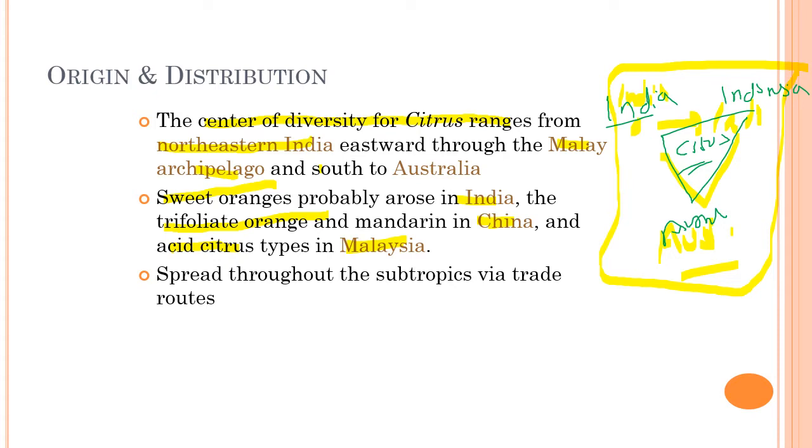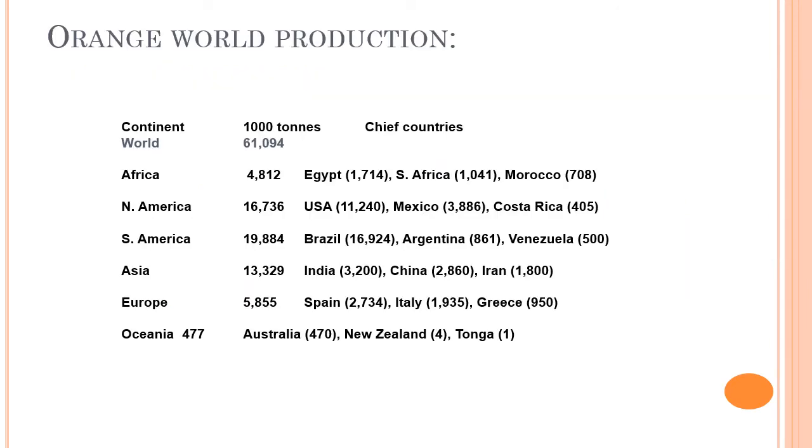Then from there, they spread throughout the subtropics via trade routes. Okay, so trade routes are the ones that spread citrus from India, from Indonesia, from China to other parts of the world, and Omani sailors played an important role in the spread of citrus.